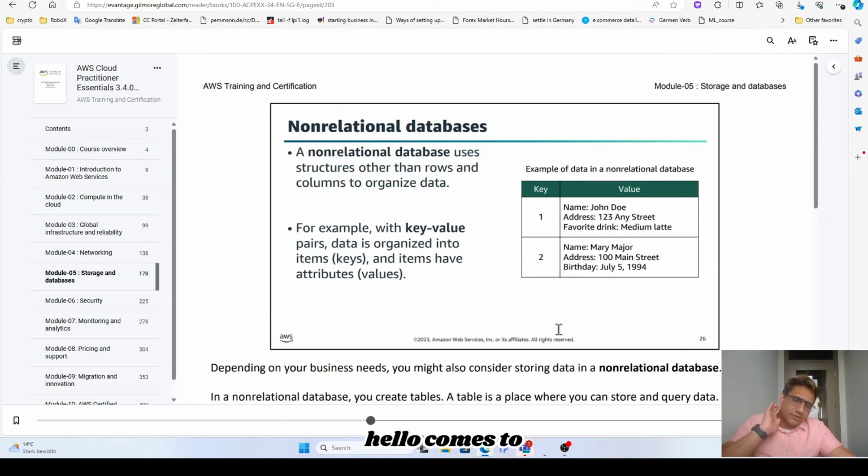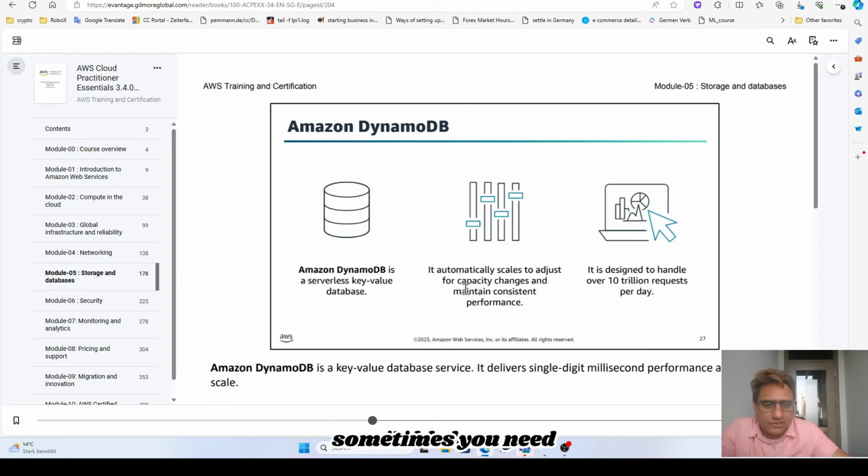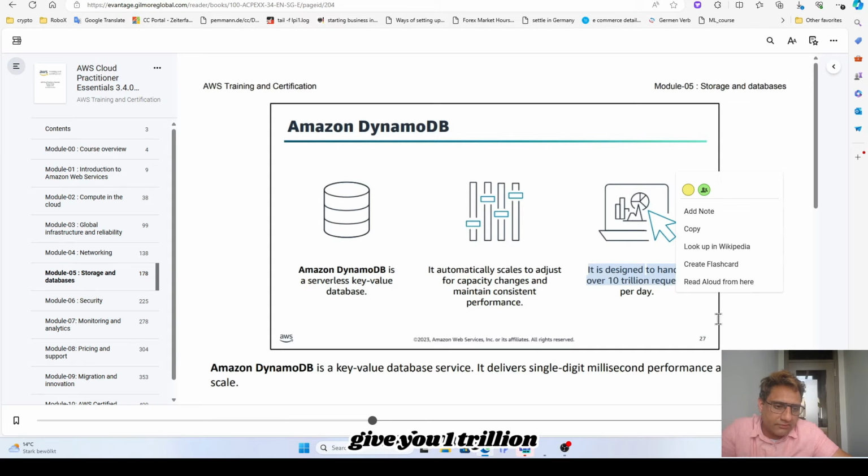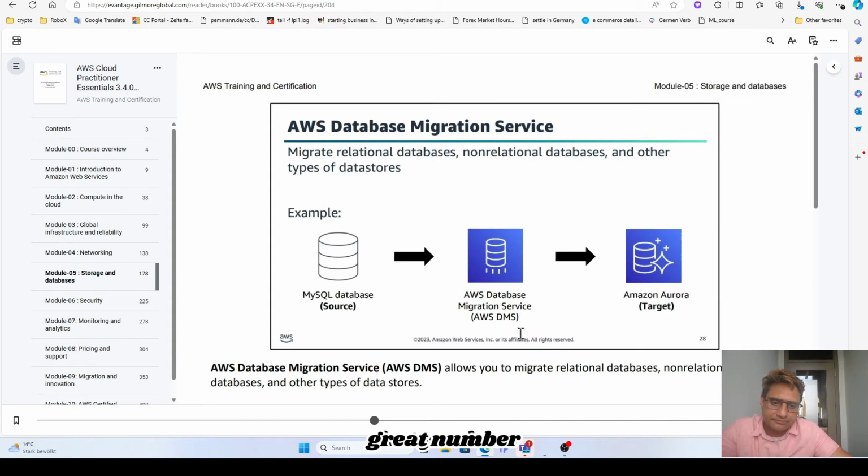Now we come to the non-relational database, and the one and only non-relational database in AWS is DynamoDB. As I discussed, why you sometimes need it: it's highly scalable, designed to give you 1 trillion requests per day, which is a great number. And as I said earlier about how you migrate data sets with AWS, AWS has a special service to migrate your databases easily from one resource to another, called AWS DMS.